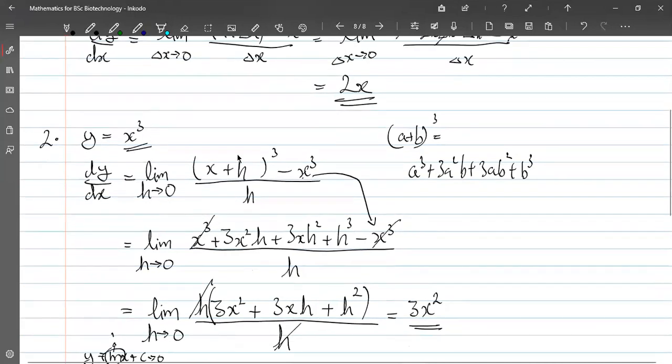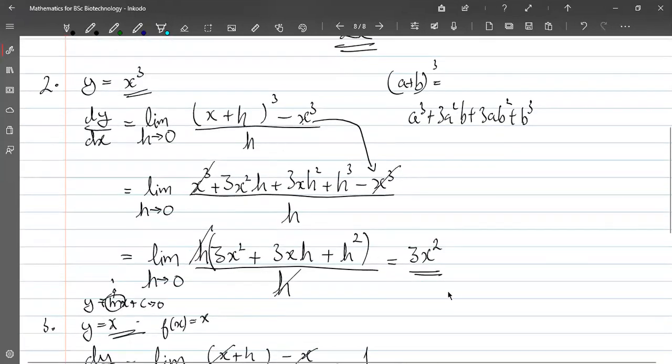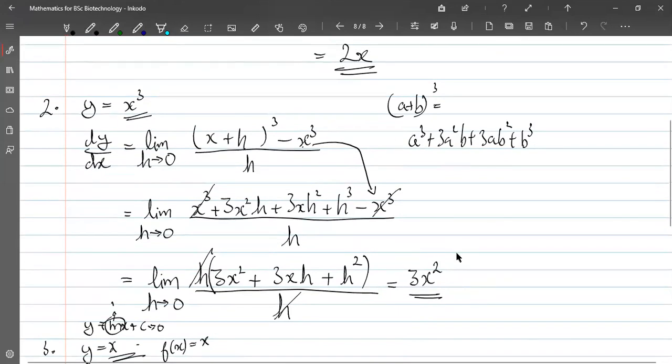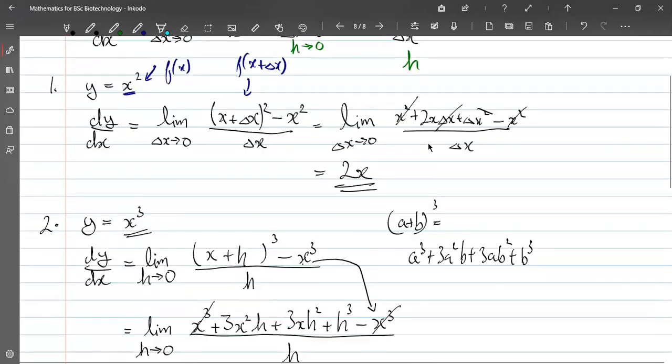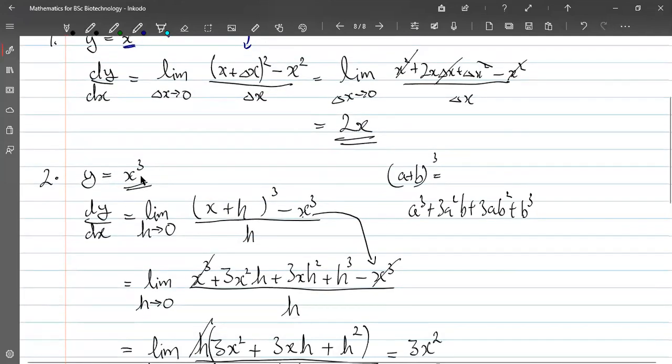Same thing with x cubed. As x increases, with 3x square, the slope increases. In fact, it increases even faster than this one, which again matches our intuition. If you take a higher power of x, that is going to increase much faster.